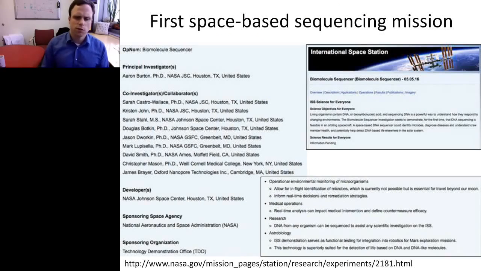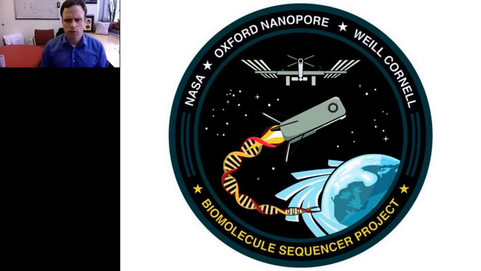But more excitingly, we also have been able to think about not just bringing all the samples back, but could we actually do sequencing in space rather than have the hassle of things burning up in the atmosphere sometimes or taking a while to get back to you. So this is an ongoing project led by Aaron Burton at NASA. It's called the Biomolecule Sequencer. We're working with them to actually do diagnostics in space. As always with a mission, you need a patch. So you can see here is the mission patch for the Biomolecule Sequencer project. You can see here the nanopore looks like a little rocket going into space.